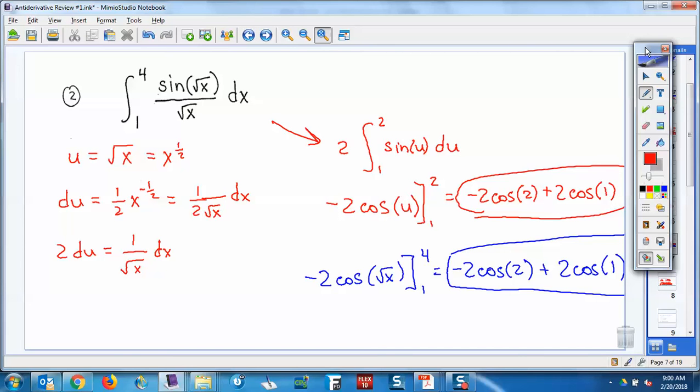Now, you can either do the red or the blue. You can change those to u numbers like we were doing the other day. You just take your x numbers. These are x numbers. You put those into here. Square root of 4 is 2. Square root of 1 is 1. So change the x numbers to u numbers, or go back to your x's and use your x numbers. Doesn't matter. You get the same answer either way. Okay? All right. Let's look at number 3 here.